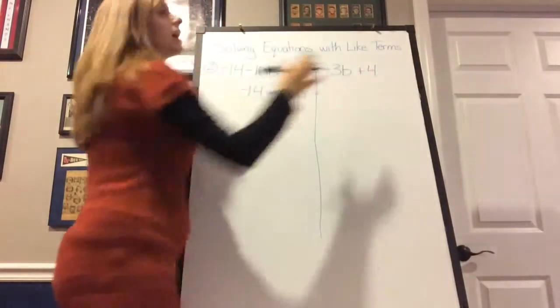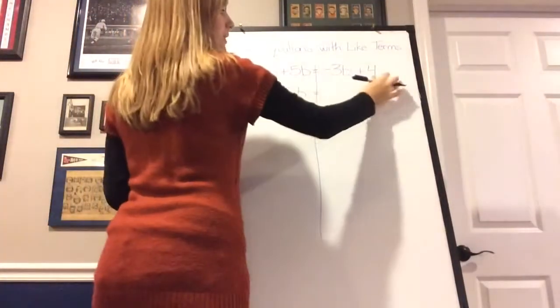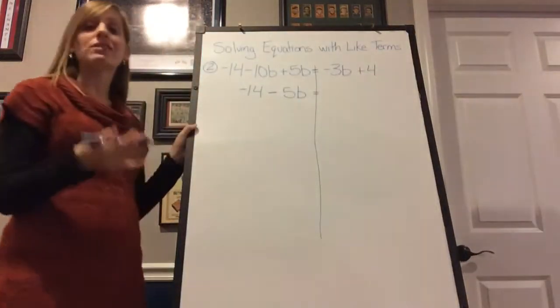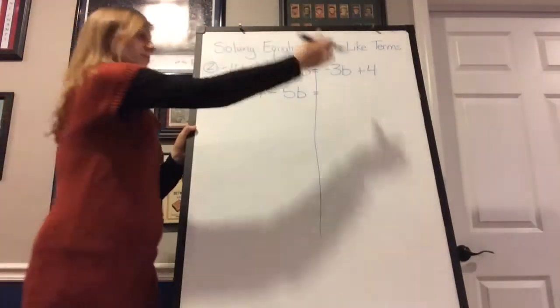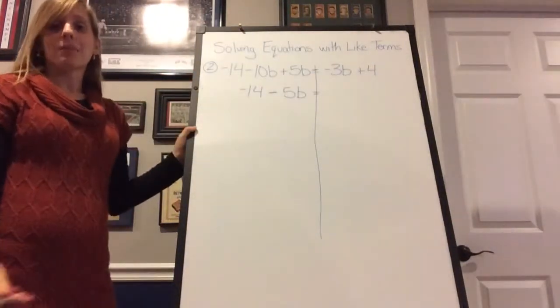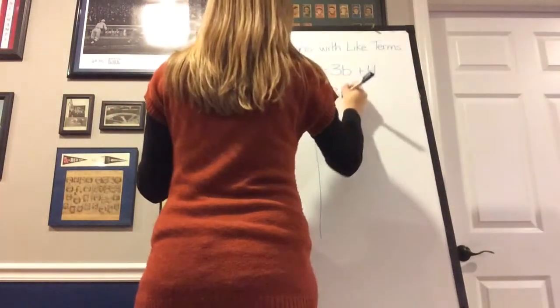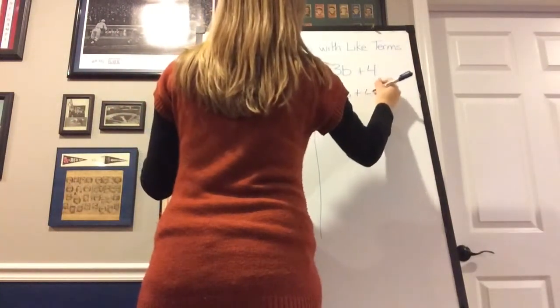On the right-hand side, look for any like terms that you can combine. Negative 3b, positive 4. Those are not like terms because this one has a b, this one does not. So we just keep that side the same. If there's nothing to simplify, just rewrite it. Negative 3b plus 4.